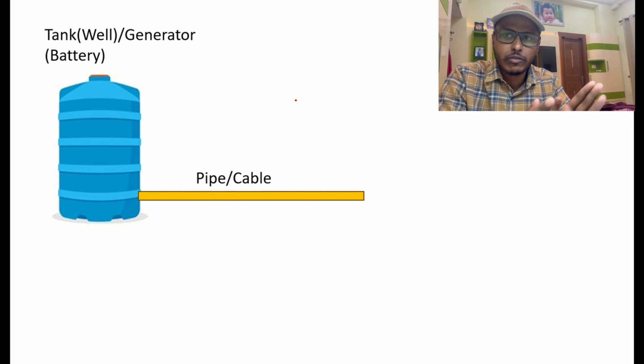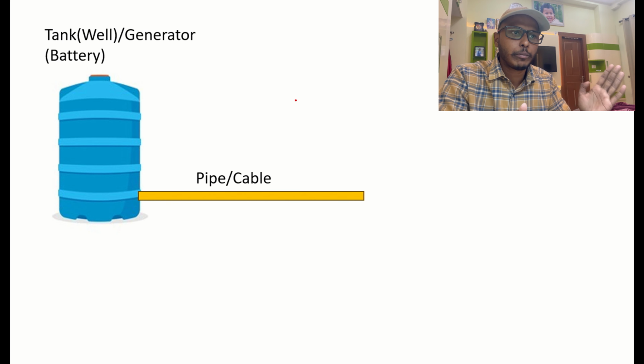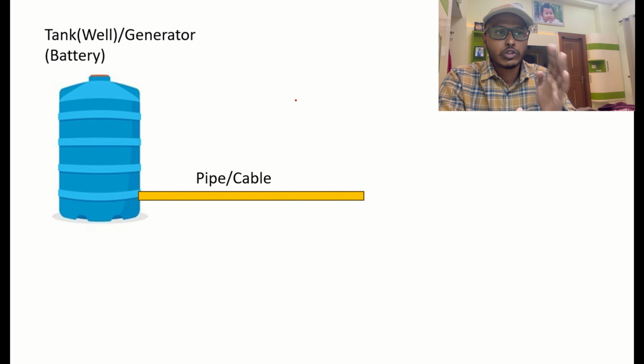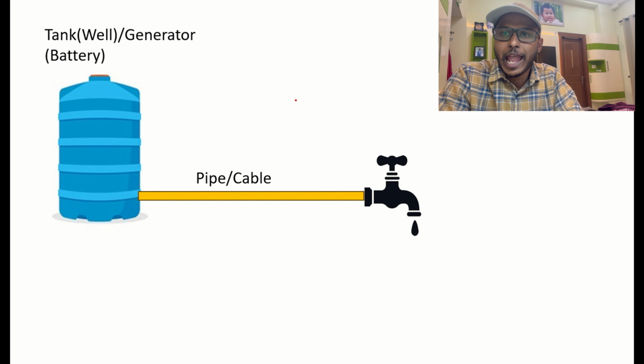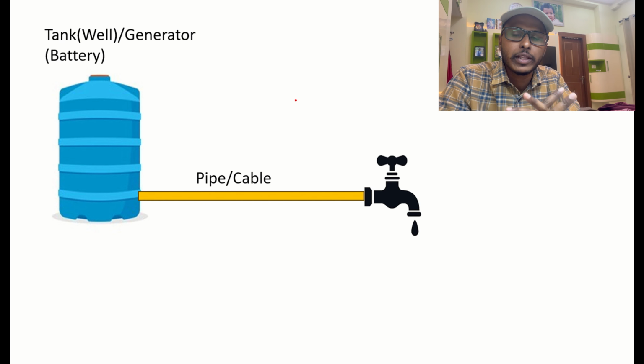Then we have a medium of taking this power from one place to another. Where is it taking it? We have a tap here. Can you please guess what the tap will be in our electrical system? Hold on for a second. Please comment what you understand from the tap in this system. How can we relate this tap to the electrical system?